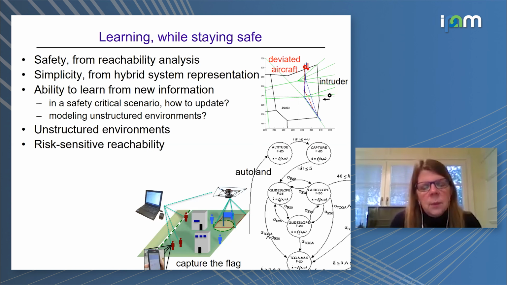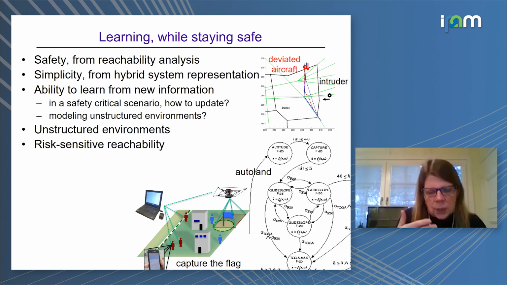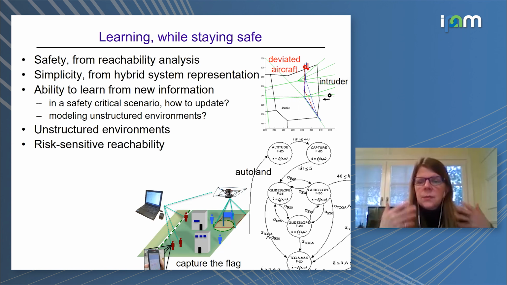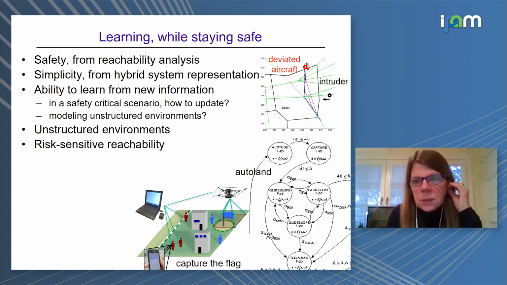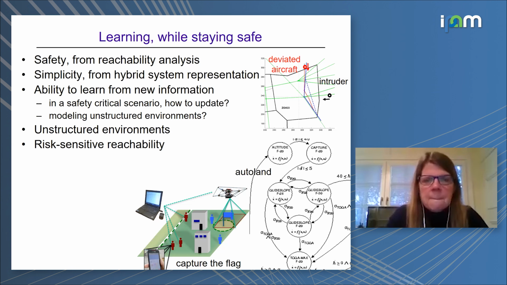And then finally, we're working on the concept of risk-sensitive reachability, introducing a stochastic framework, using information, maybe a stochastic distribution about the noise. So if you have that information, why not use it? And that's been the work of Margaret Chapman, also a PhD student in my group who's graduating this year.